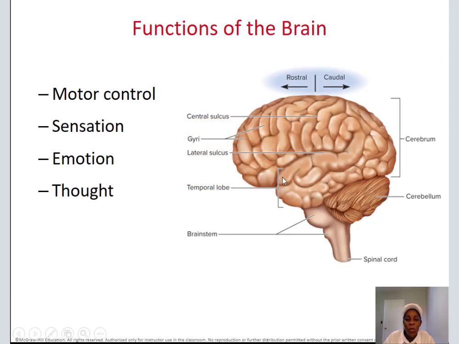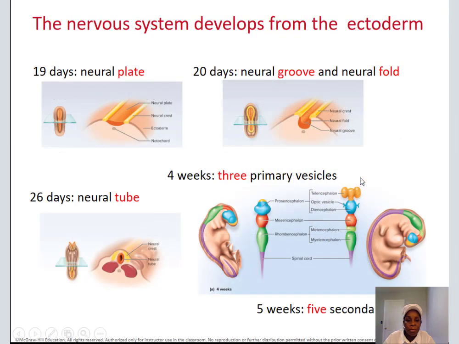What is the function of the brain? Motor control. When you decide to do something like move your hand, controlling your muscles, you use your brain. Sensation, you feel with your brain. Emotion, you emotionally feel, like you feel sad or happy, with your brain. And thought, when you think about something, it's with your brain. Again, let's look at the picture. You see the brainstem, right? At the bottom, inferior, you see the spinal cord, the cerebellum, and the cerebrum.